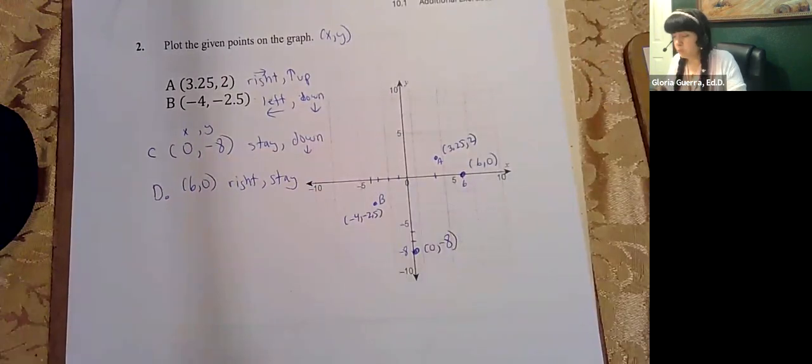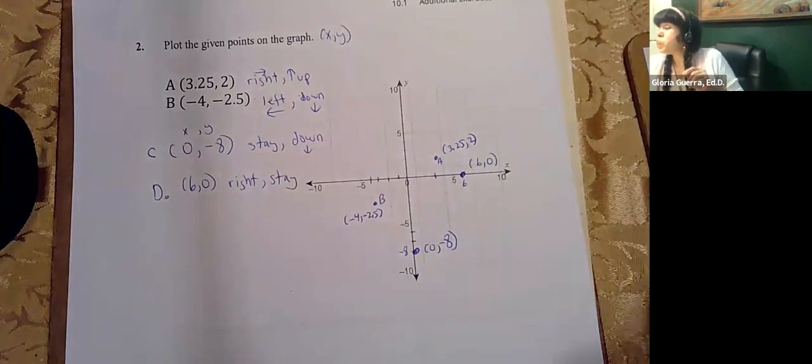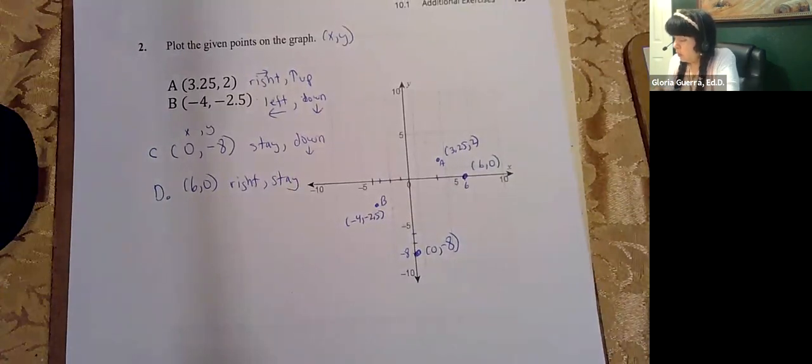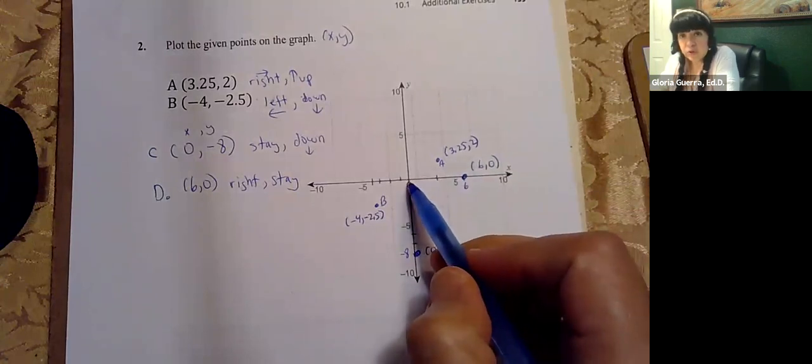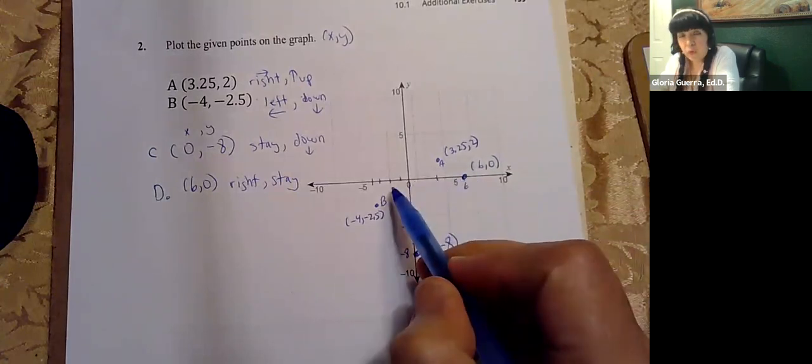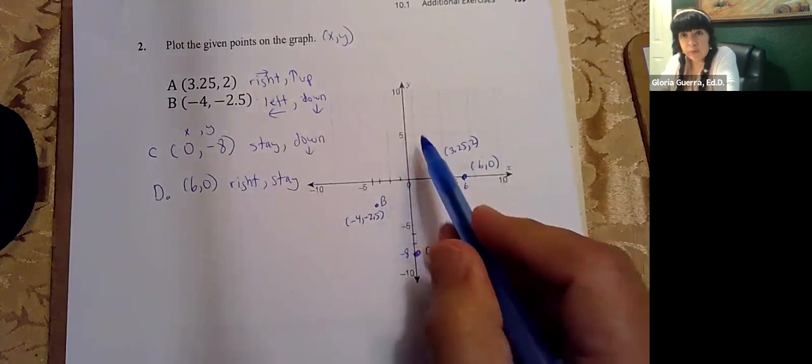Okay. So always, you begin at the origin, and you try and move right or left, hold your pencil, and then you go up or down. Okay.